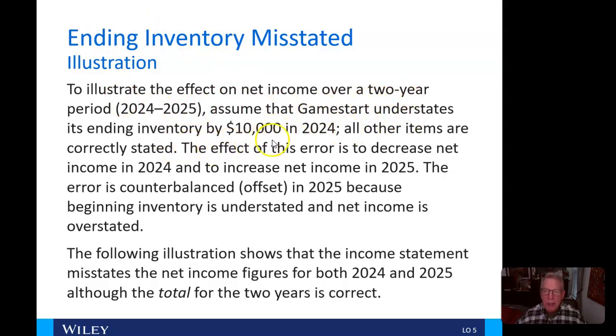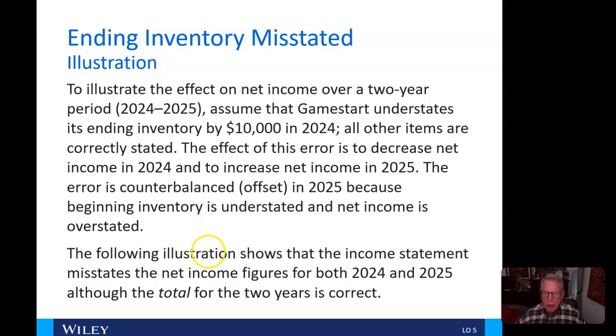GameStart understates its ending inventory in 2024. All the other items are correctly stated. The effect of the error is to decrease income in 2024, increase net income in 2025. The error is counterbalanced, offset in 2025 because the beginning inventory is understated and net income is overstated. So if you think that through with that little formula that I just articulated, I think you'll be able to see how these impacts affect the different pieces of the equation.